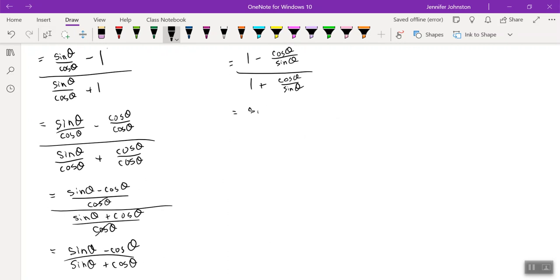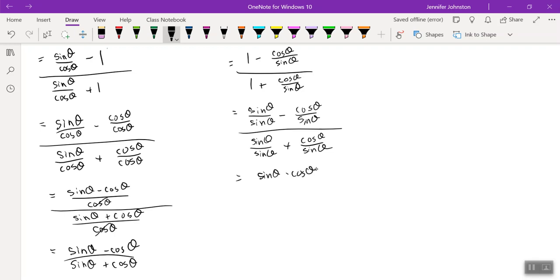All right, so again, we have sine theta. This time it's going to be sine theta divided by sine theta. Cos over sine theta. All right, let's put these together. So here we have sine theta minus cos theta divided by sine theta, all over sine theta plus cos theta divided by sine theta.